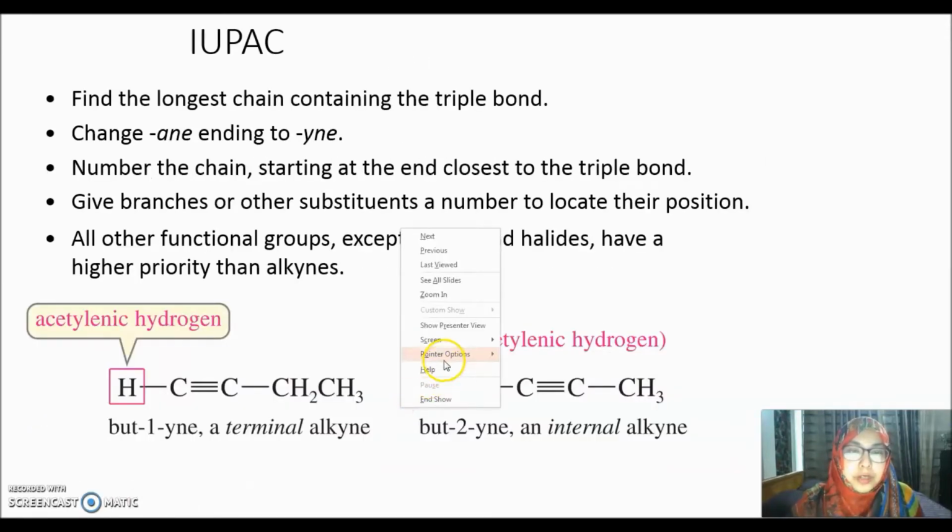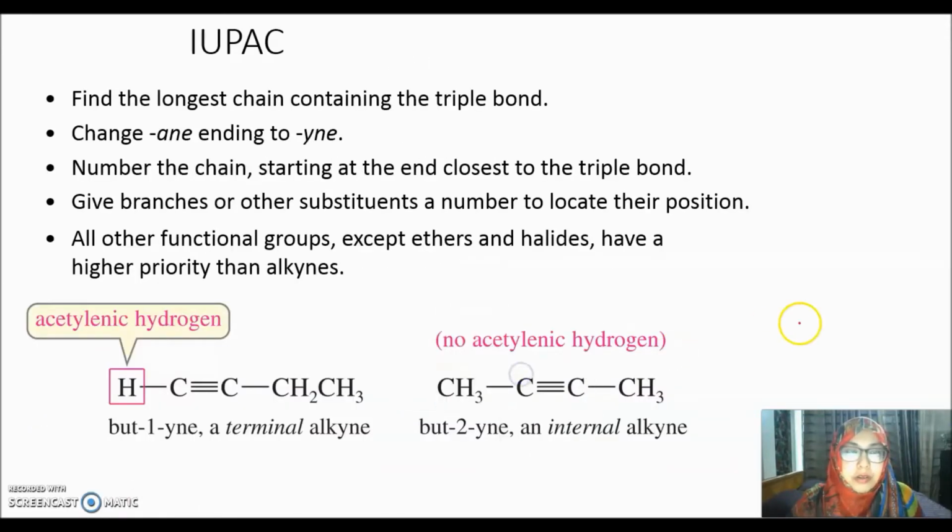So the first component that we're going to learn is about the naming of alkyne. Basically it will follow the general IUPAC naming that I have mentioned earlier. You will find the longest chain containing the triple bond, and then you will substitute the A and E to Y and E, and then you will show where the first carbon of your triple bond is.